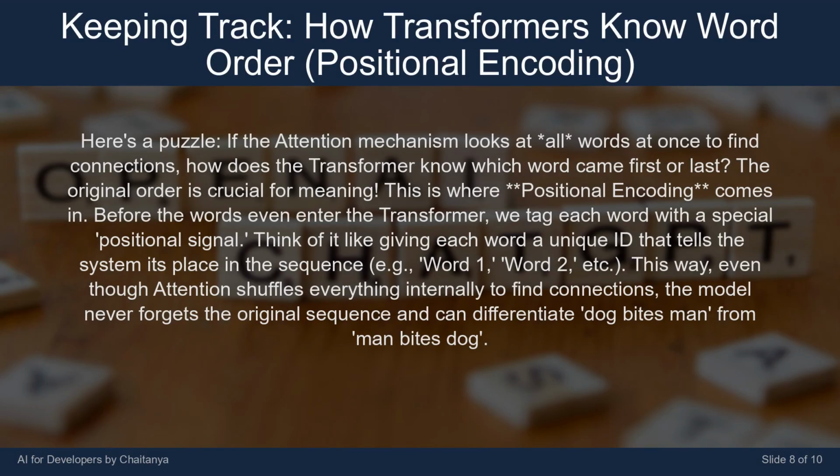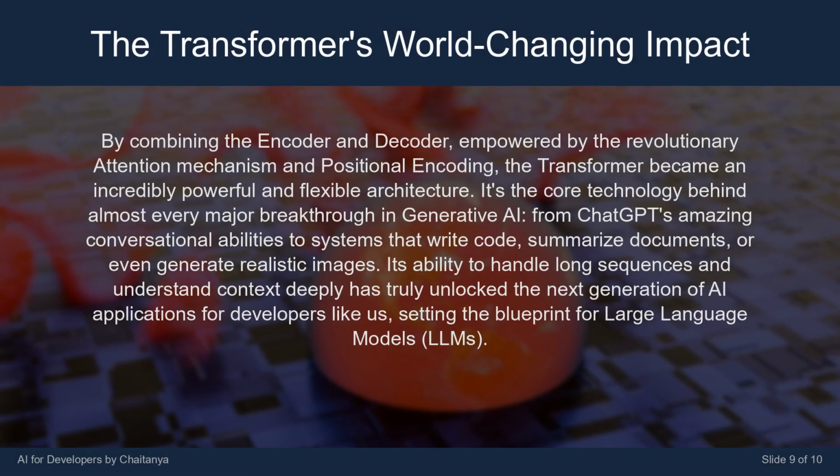Here's a puzzle. If the attention mechanism looks at all words at once to find connections, how does the transformer know which word came first or last? The original order is crucial for meaning. This is where positional encoding comes in. Before the words even enter the transformer, we tag each word with a special positional signal. Think of it like giving each word a unique ID that tells the system its place in the sequence, e.g., word 1, word 2, etc. This way, even though attention shuffles everything internally to find connections, the model never forgets the original sequence and can differentiate "dog bites man" from "man bites dog."